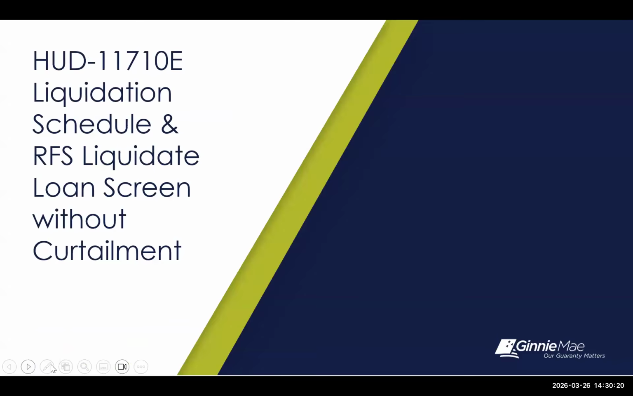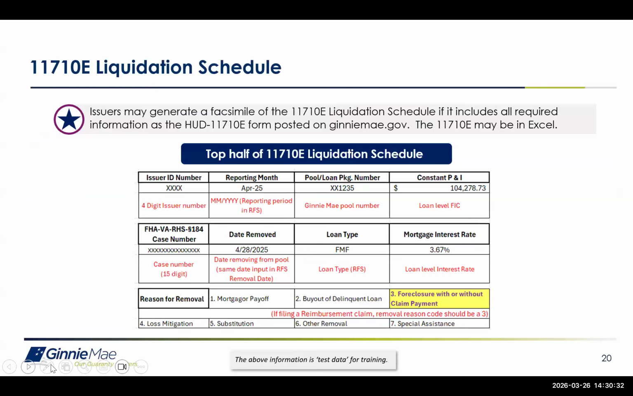Next slide. Thank you. So now on to the liquidation schedule 11710E and liquidating a loan in RFS without a curtailment. So this is option 2, which Michelle discussed at the beginning of today's training. For the 11710E liquidation schedule, issuers may generate a copy as long as it includes all of the required information as the HUD 11710E form posted on the Ginnie Mae website. Excel is a great option for this internal 11710E.